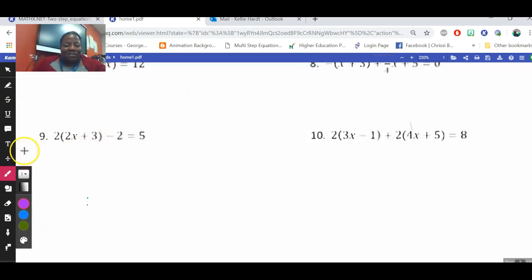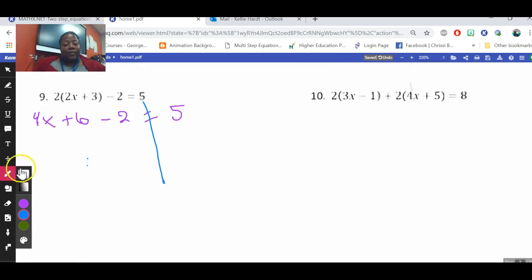Almost Easter-ish. Okay, so I have 2 on the outside, so I have 2 times 2 is 4x. 2 times a positive 3 is plus 6, minus, I think that's a minus 2, equals 5. I'm going to draw my street. Okay. Oh, look at this.